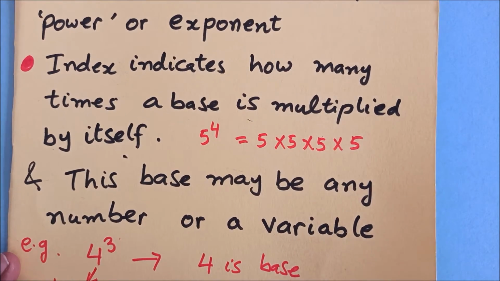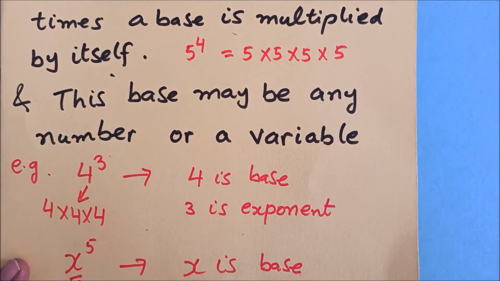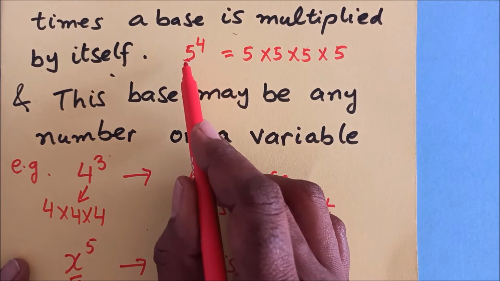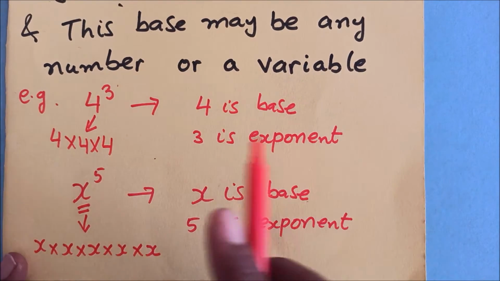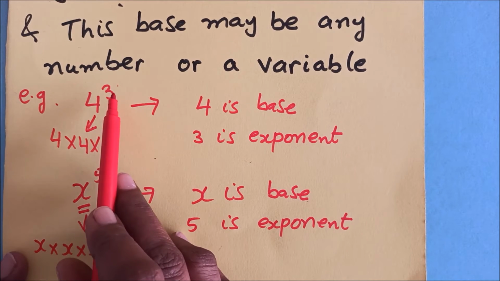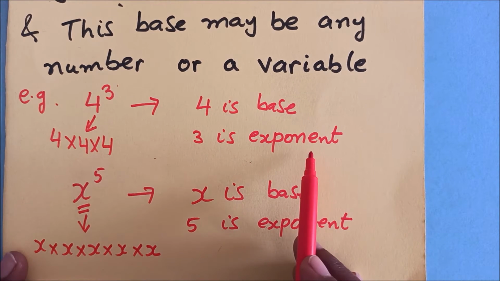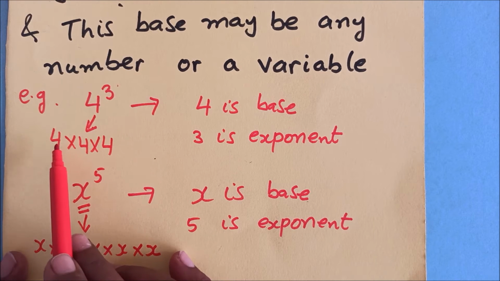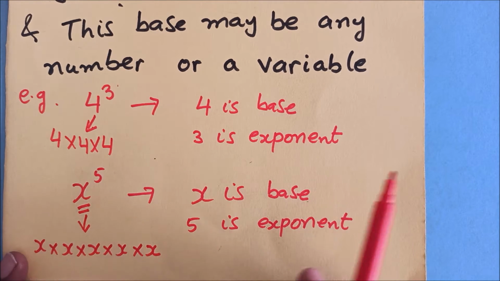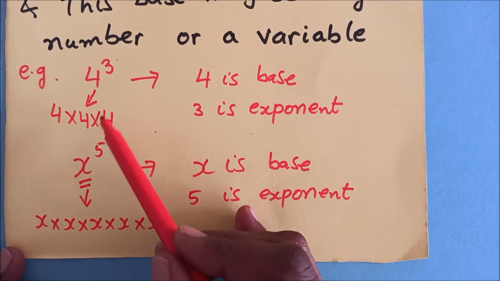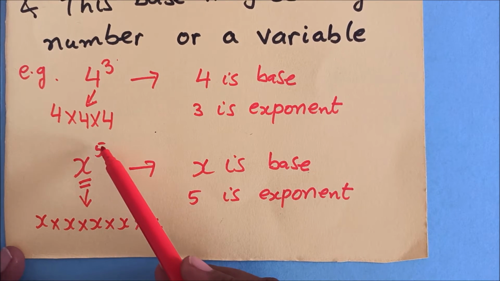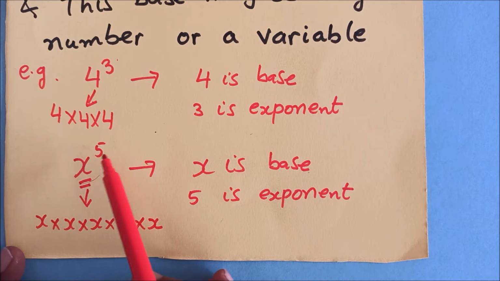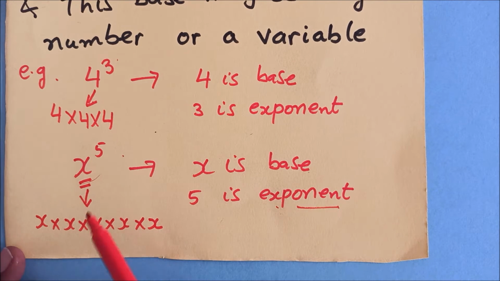Now this base may be a number or a variable. Here 5 is a base, so it may be a number, like this example, 4 cubed. 4 is the base and 3 is the exponent, and 4 is repeated 3 times: 4 times 4 times 4. If we take a variable instead of a number, we can take x^5. So x is the base here and 5 is the exponent. So x is multiplied 5 times, 1, 2, 3, 4 and 5. That makes this x^5.